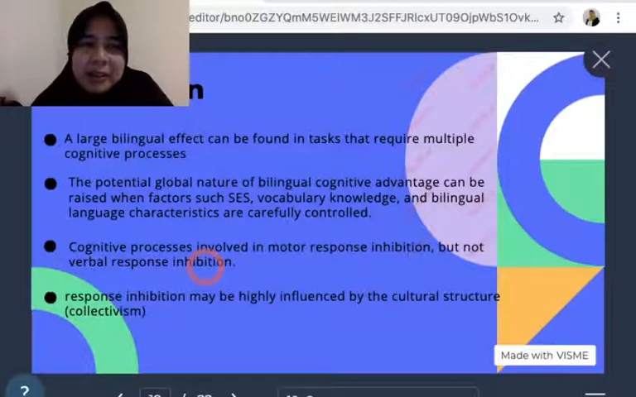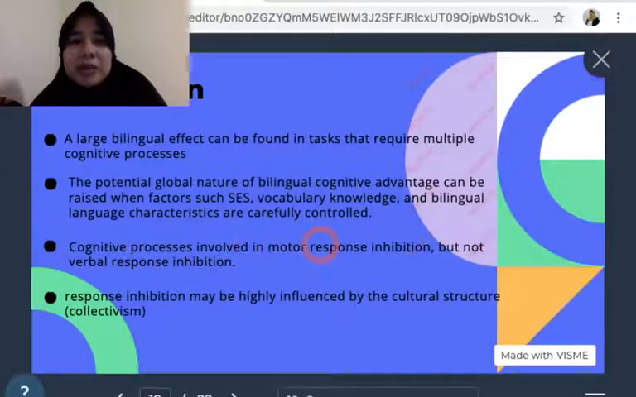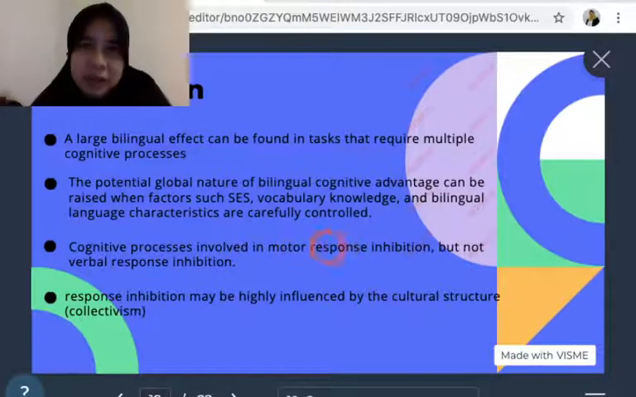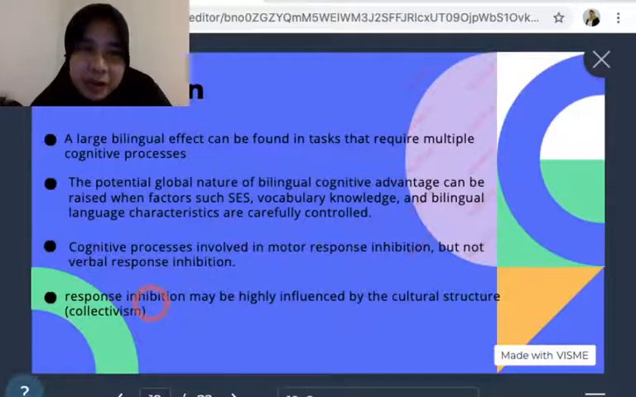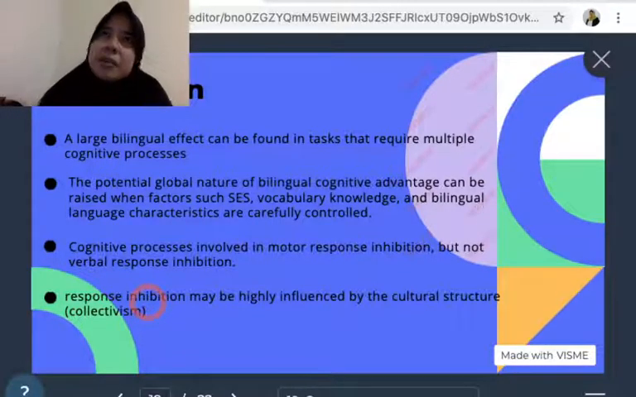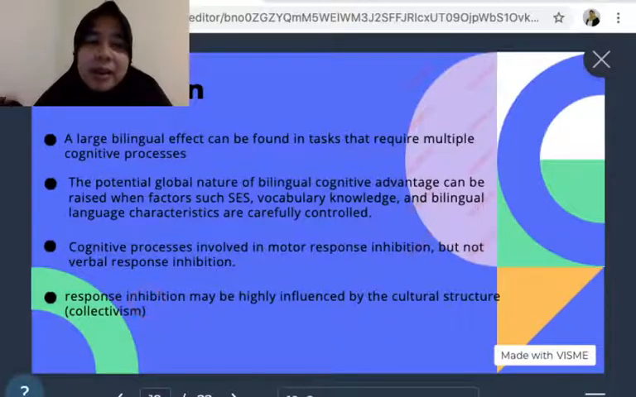Because the participants were 3 years old on average, it is very difficult to instruct them to do the verbal response inhibition. But in bilinguals and also in Easterns, it was very easy to have motor response inhibition. Response inhibition may be highly influenced by the cultural structure, especially collectivism, or from the Easterns. So that is why the research supports the theory that Easterns outperform the Westerns in doing the EF task.